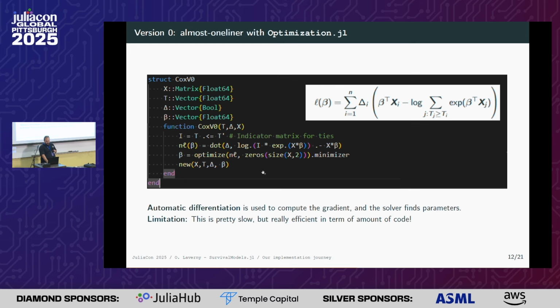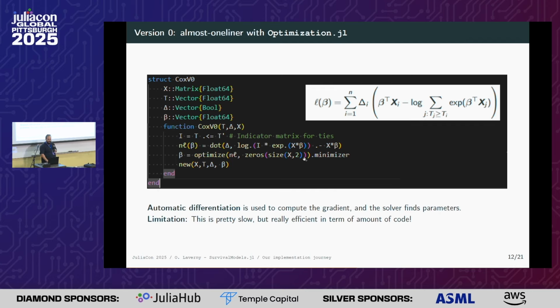And in 2 lines, I have a struct here that will simply fit the model and store the beta as it should. This thing will use automatic differentiation to compute the gradient of the problem and try to solve it. I don't know what the default is. I think the default is probably LBFGS.